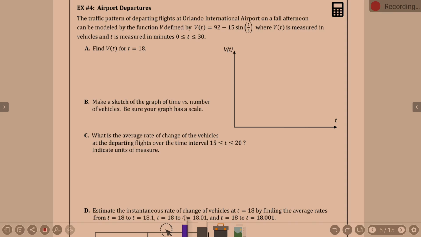Okay. Example 4, the traffic pattern of departing flights at Orlando International Airport on a fall afternoon can be modeled by the function v, defined by v of t is 92 minus 15 sine of t over 3, where v of t is measured in vehicles and t is measured in minutes, where t is between 0 and 30. Okay. A, what are we doing when it says find v of t for t equals 18? Plug it in. You're plugging it in, right?